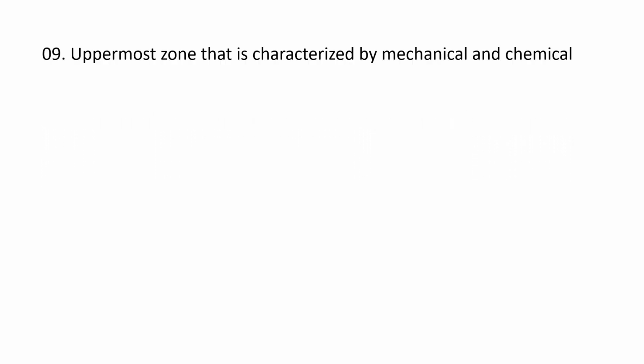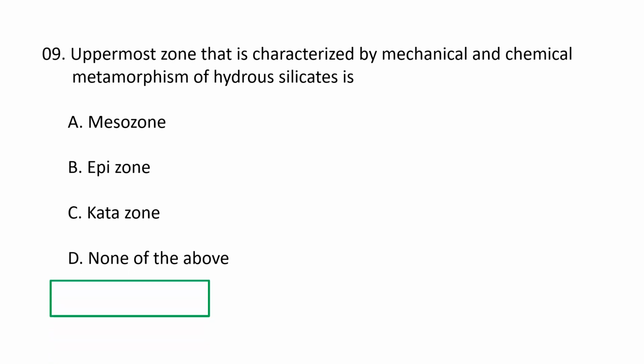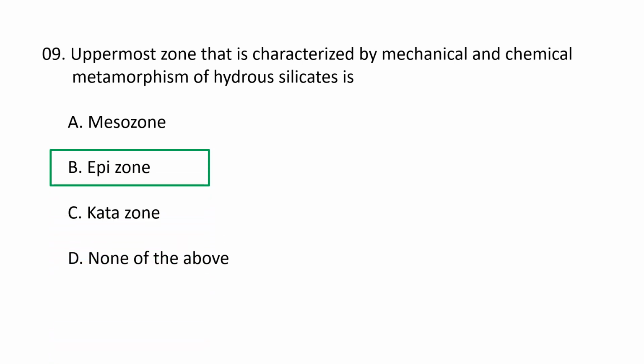Next question. The uppermost zone that is characterized by mechanical and chemical metamorphism of hydrosilicates is A. Mesozone, B. Epizone, C. Catazone, and D. None of the above. So the uppermost zone characterized by mechanical and chemical metamorphism of hydrosilicates is known as epizone. This term epizone was originally proposed by Grubenmann in 1904 to indicate shallow depth of metamorphism.